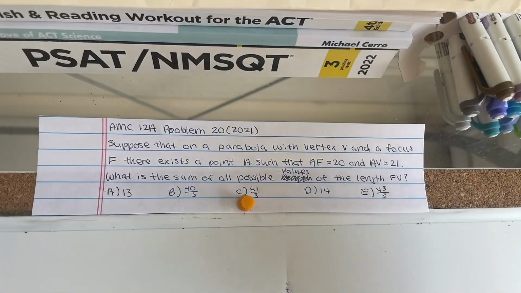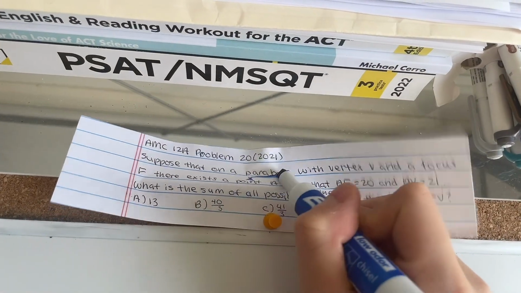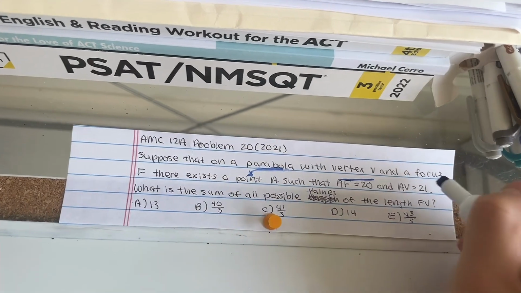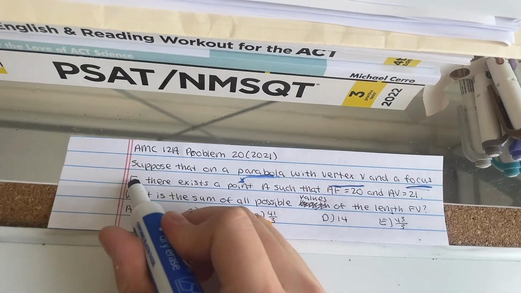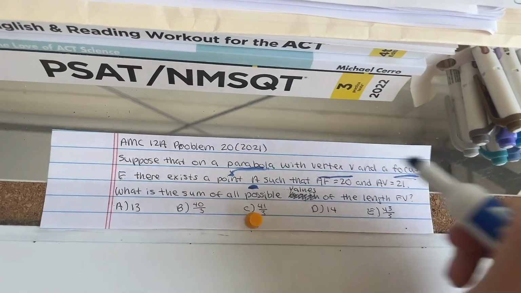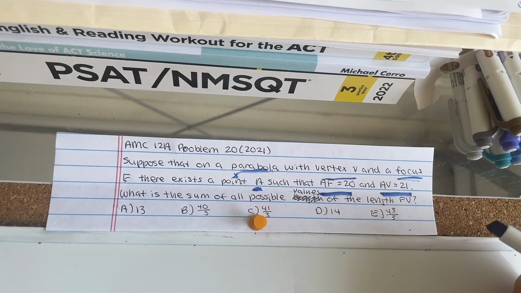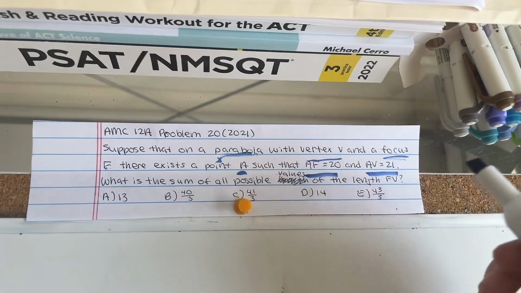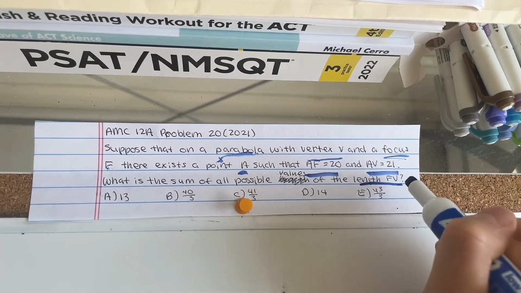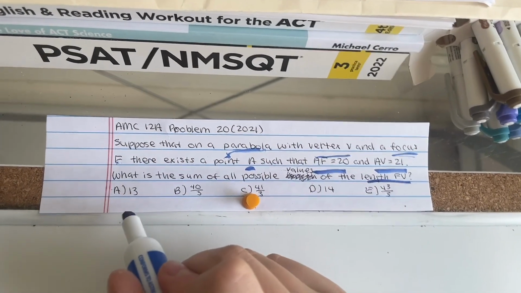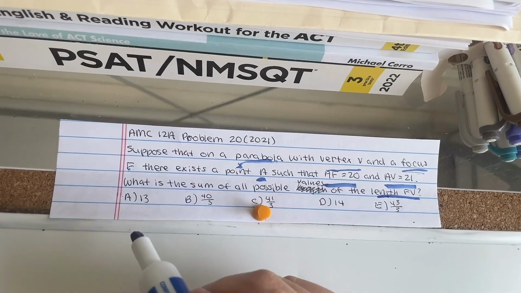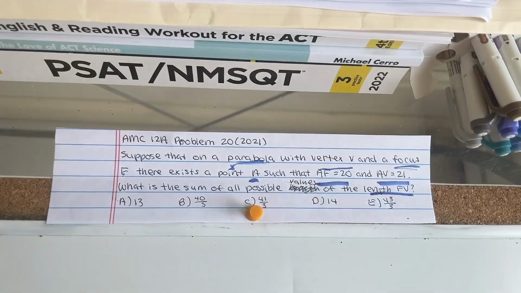So the key words here are that it is a parabola, the vertex is V, and there is a focus that is F. And there's going to be a point A such that AF is equal to 20 and AV is equal to 21. It is asking for all the possible values of the length of FV. So if we're trying to find the sum of all of these, first we have to find all the possible values of the length of FV.